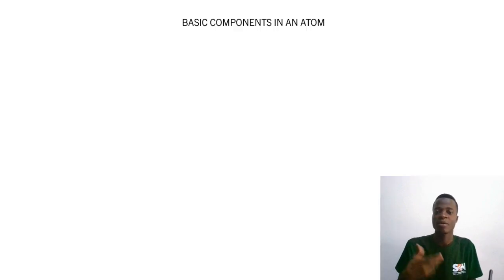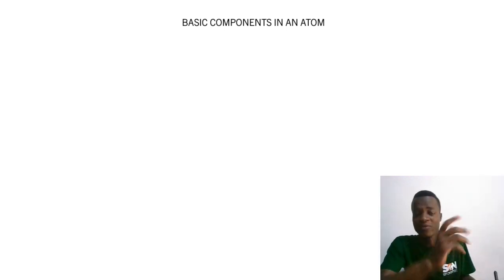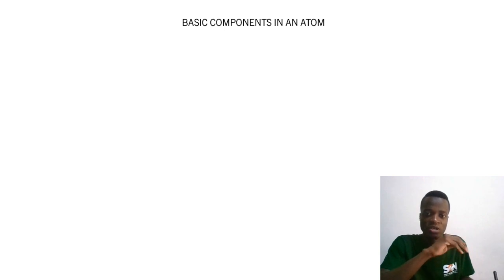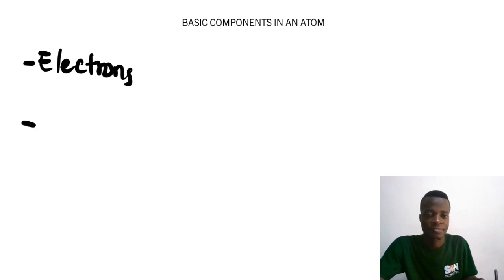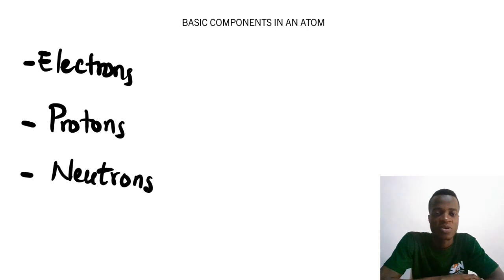First, let's actually talk about the basic components in an atom. So these are the basic components of the atom. You have to know that it's different from the basic unit of matter. The basic unit of atom is different from the basic unit of matter. So the basic components in an atom, we have electrons, protons, and neutrons.